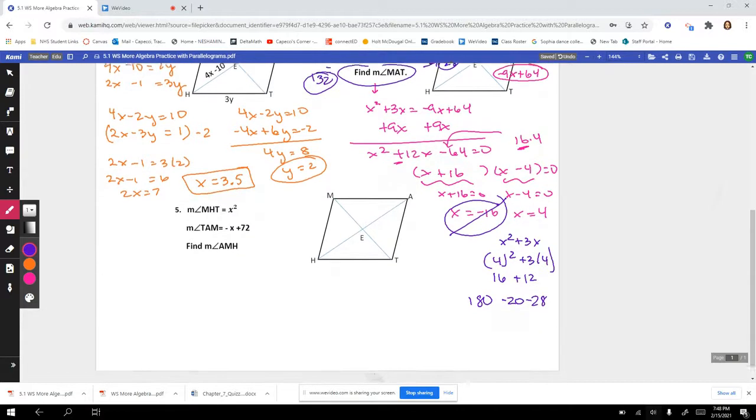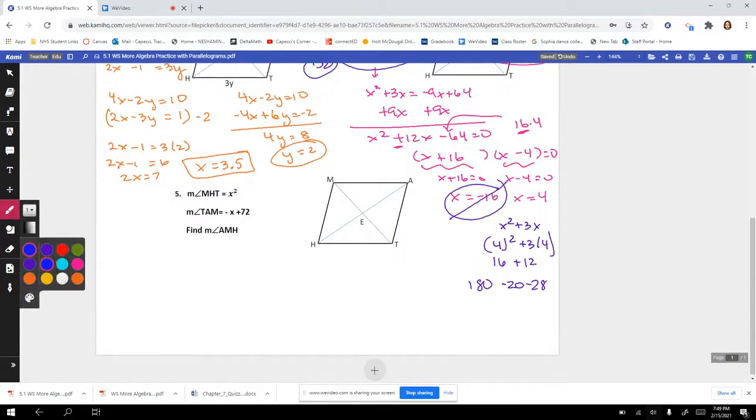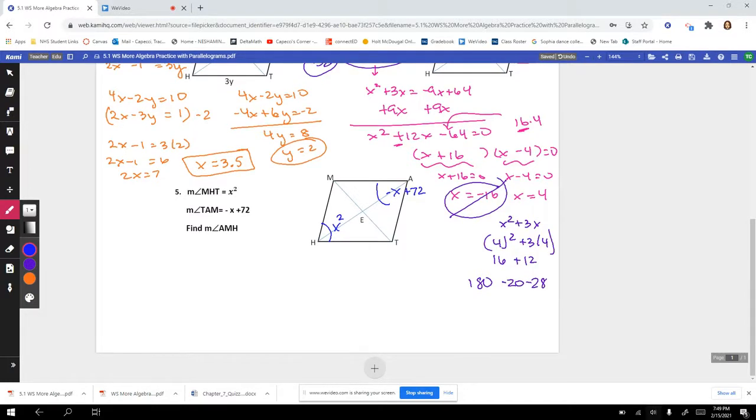Okay, let's look at our last one here. I have the measure of angle MHT. This whole angle here is going to be x squared. And the measure of angle TAM, this whole angle here, is going to be negative x plus 72. Now, these are opposite angles. So opposite angles are congruent. Now they're asking us to find the measure of angle AMH. This right here, once I'm done, AMH.